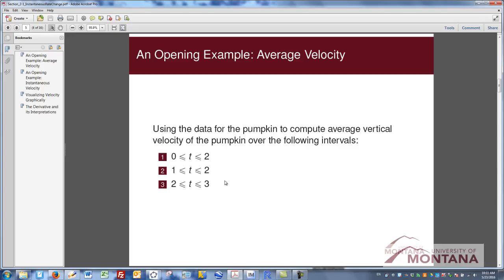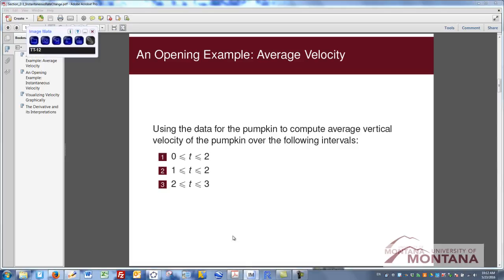So let's just assume that we're kind of after this idea of how fast is this pumpkin traveling when we're exactly 2 seconds after launch. So one way we might be able to think about it is, well, we could see how fast on average it is from 0 to 2, or maybe make the interval a little closer to 2 by looking at the interval from 1 to 2 seconds, or just perhaps after 2 seconds and taking a look at the interval from 2 to 3 seconds. So let's go ahead and switch over and talk a little bit about how that looks.